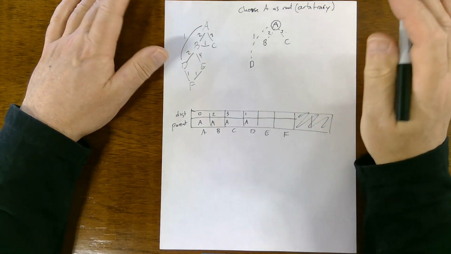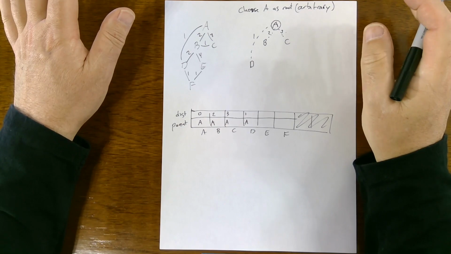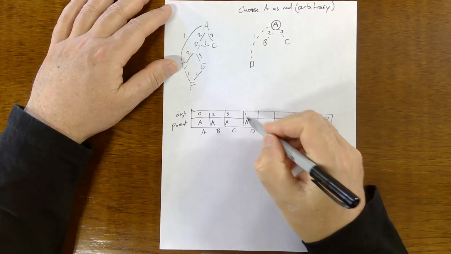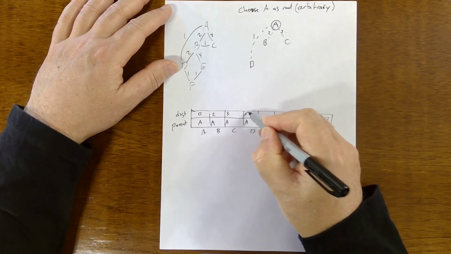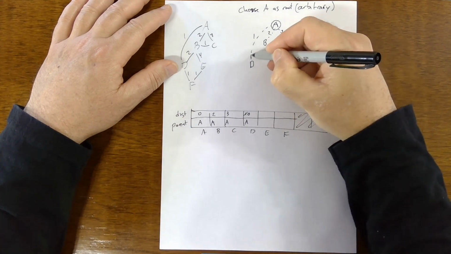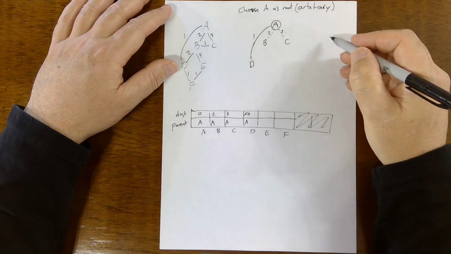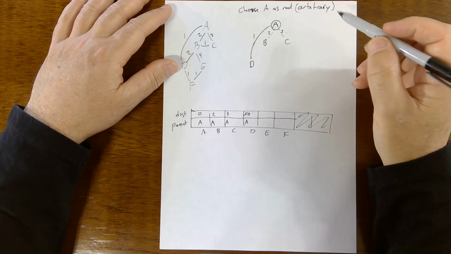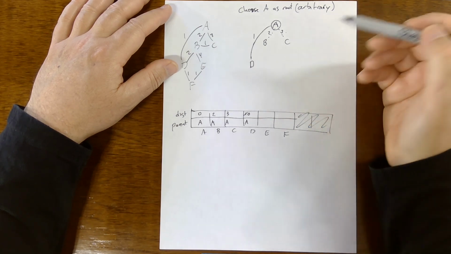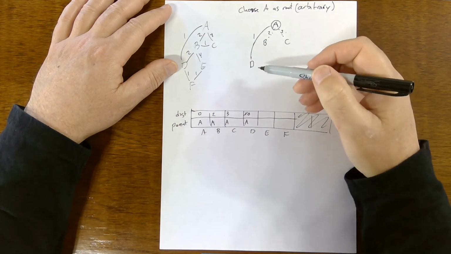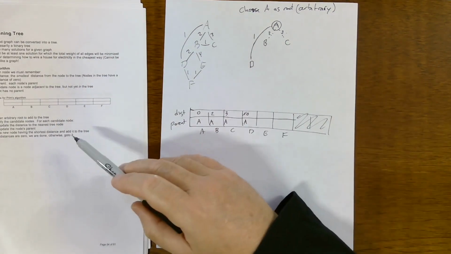And now we're greedy, so we choose the cheapest one, which would be D, right? So put D in the tree, which means his distance goes to 0 because he's in the tree now. All right? And that's the first cycle.